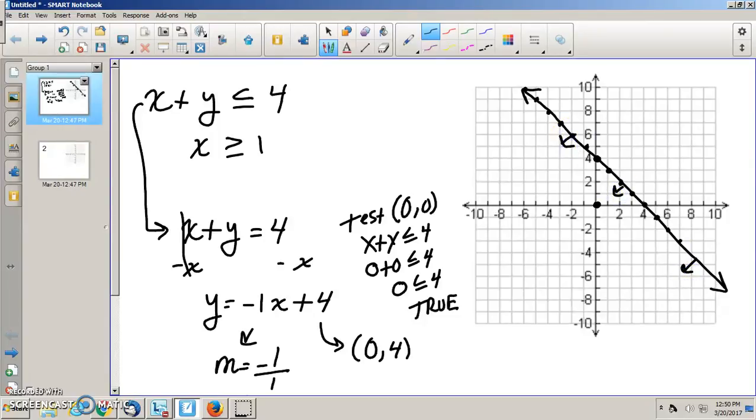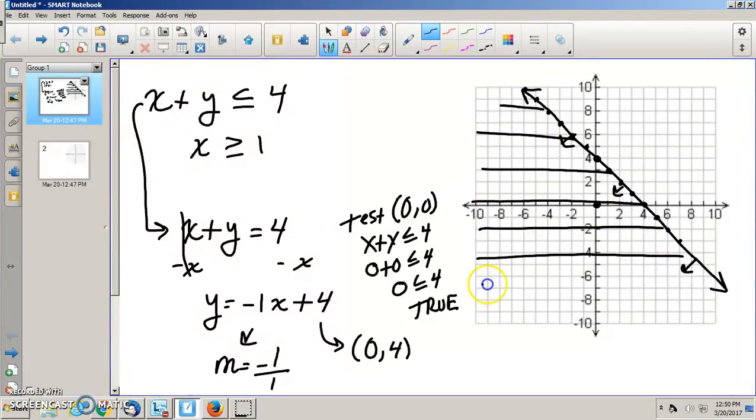Alright, I'm not going to shade the whole thing right now because we'll be looking at the overlapping region. Maybe what I'll do is I'll just lightly shade a little bit here, and then I'll erase what's not included. So if you were just graphing that one right there, that's what it would look like.